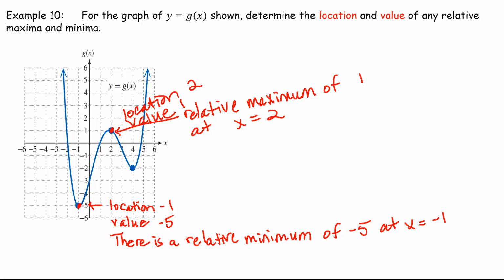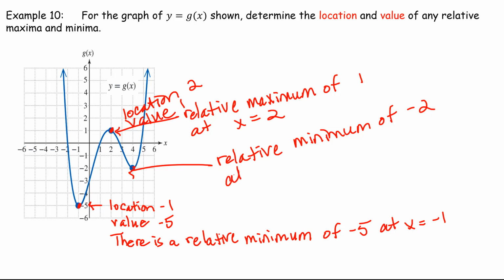Then you can see we have another one. This is a minimum. So we have a relative minimum of -2 at x equals 4. So the location is 4 and the value is -2.